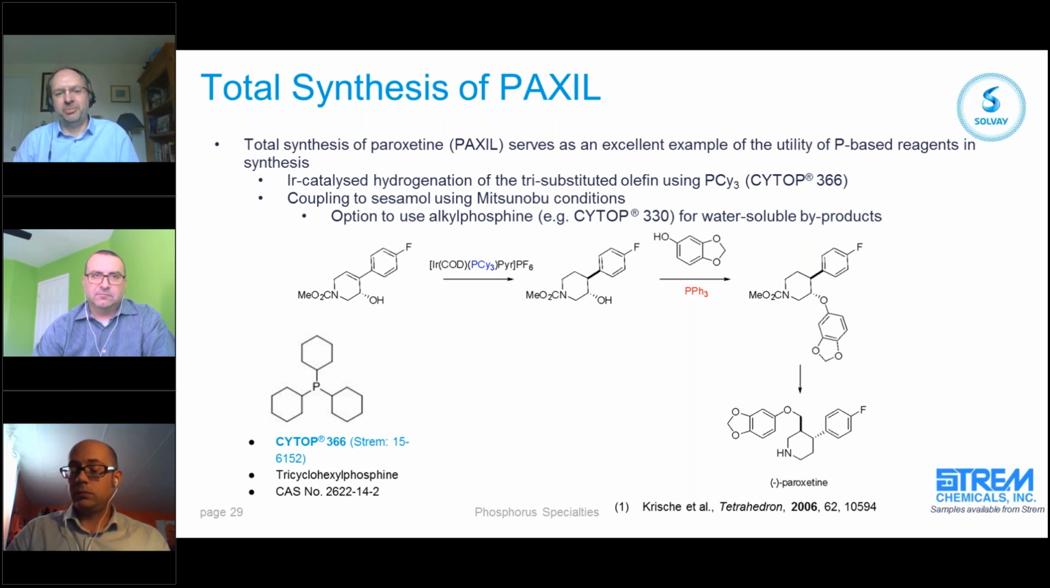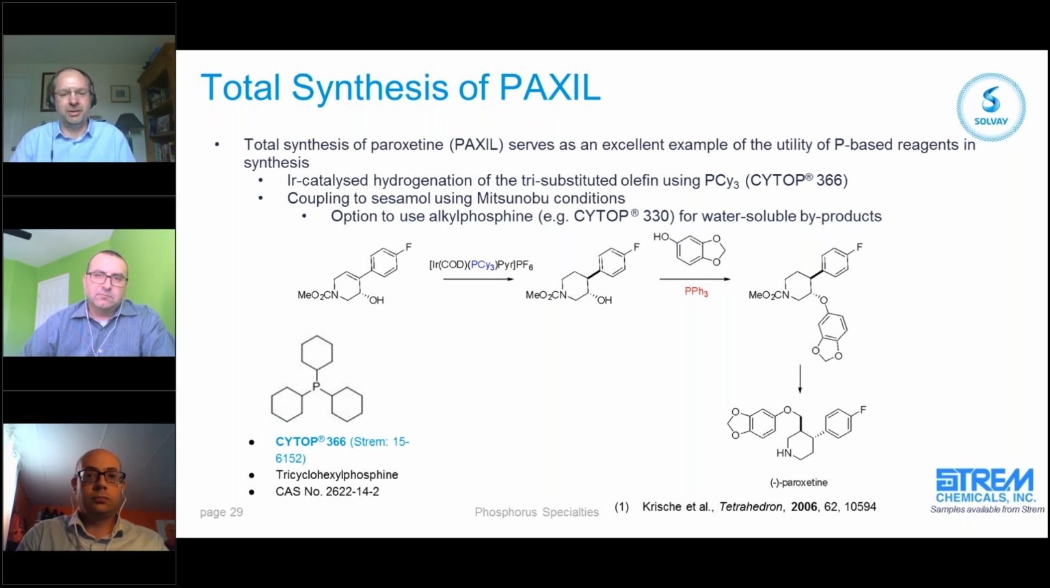I'm going to go through a few examples, starting with Paxil. Paxil is an antidepressant that was originally developed by Glaxo. We like to show it as an example because there are multiple steps in its synthesis where phosphorus-based reagents can be used. On this first slide, the initial step is the hydrogenation of the olefin, and this is catalyzed with an iridium catalyst with tricyclohexylphosphine, so Crabtree's conditions are used.